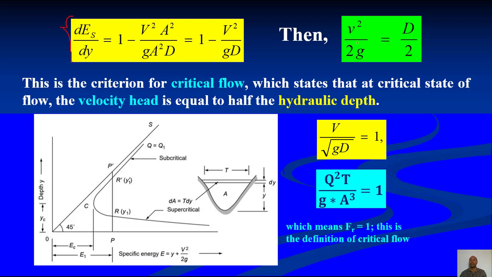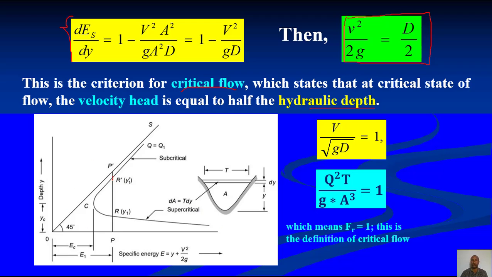Then finally, if you divide by 2, then you have velocity head is equal to half of the hydraulic depth. So this is the criterion for critical flow, which states that at critical state of flow, the velocity head is equal to half of the hydraulic depth. So we have this equation, V over square root of gD is equal to 1 to make critical, or Q square T over gA cube is equal to 1. So which means Froude number equal to 1. This is the definition of critical flow.